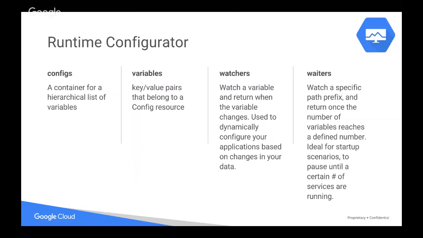The one we're going to be using here is a waiter. So we're going to watch a specific variable, and we're only going to return when the number of variables in that path reaches a defined number. So this is really good for startup scenarios. You can say, okay, wait until I see 10 variables, i.e. I've had 10 of these nodes succeed.